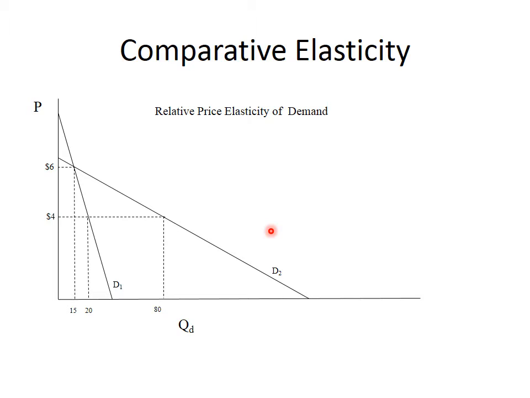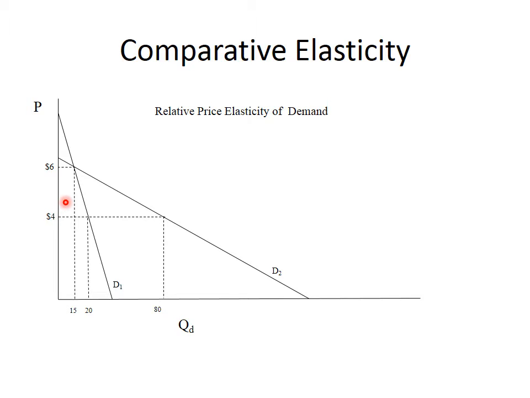Now let's look at this. Suppose that we have two products. One is given by demand 1, and 2 is given by demand 2. We have the same price change in the product, notice. If we change the price from $4 to $6, let's say we increase the price from $4 to $6, okay?